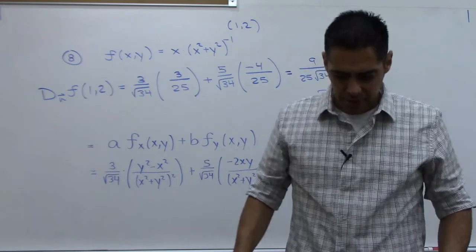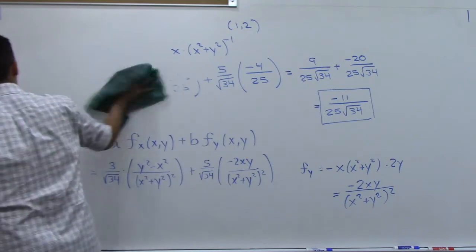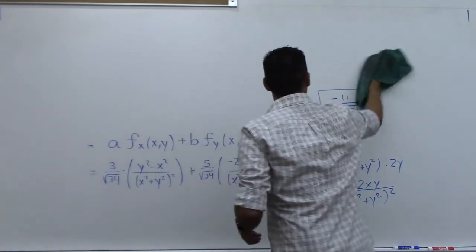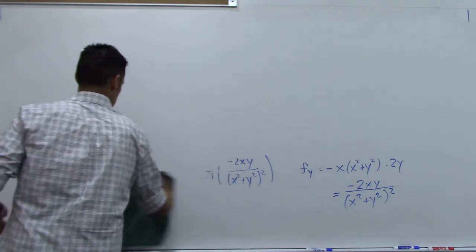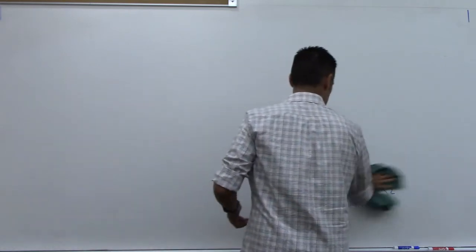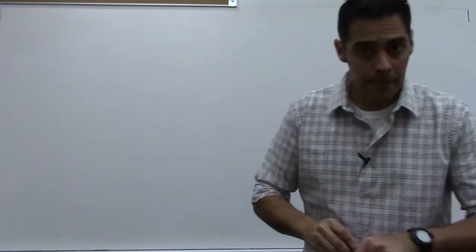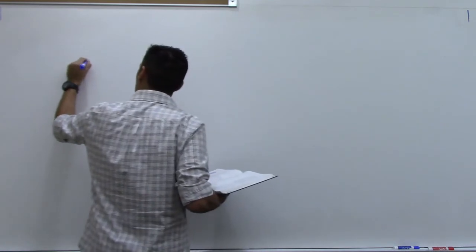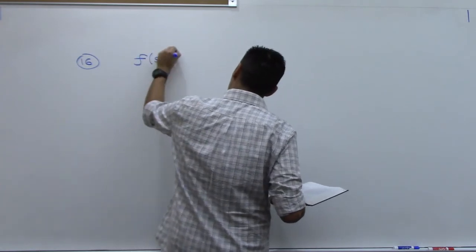Okay, so let's look at number 16. Time, we got 45, okay. 16. F of s, t. So they decide to use 2 different variables just to have fun.